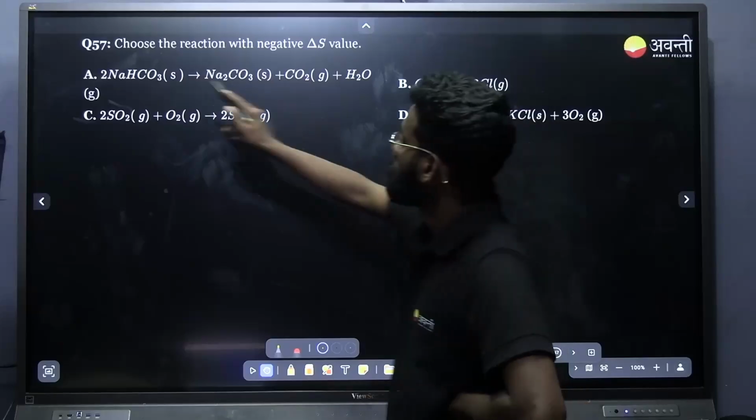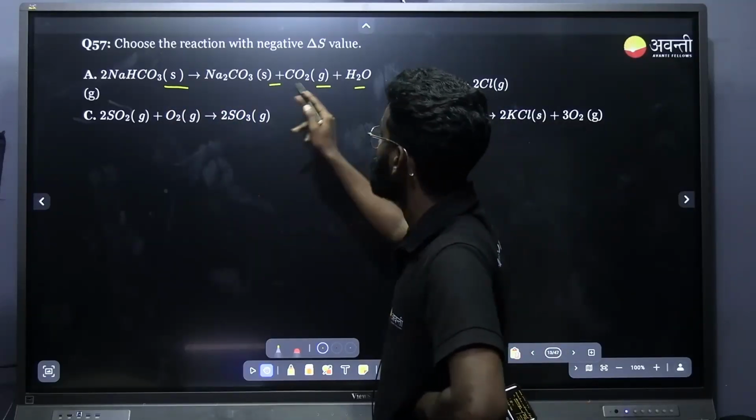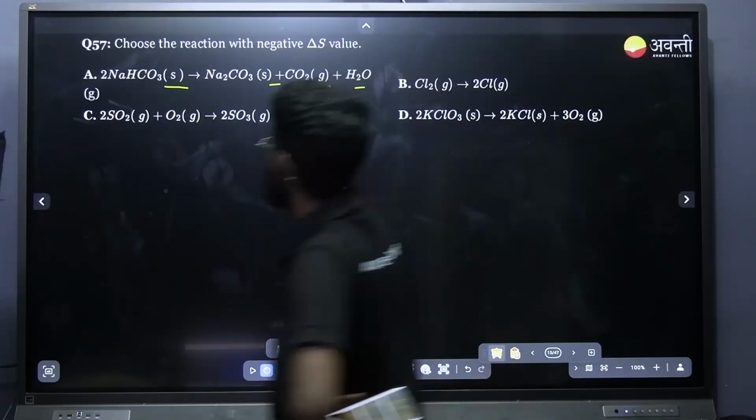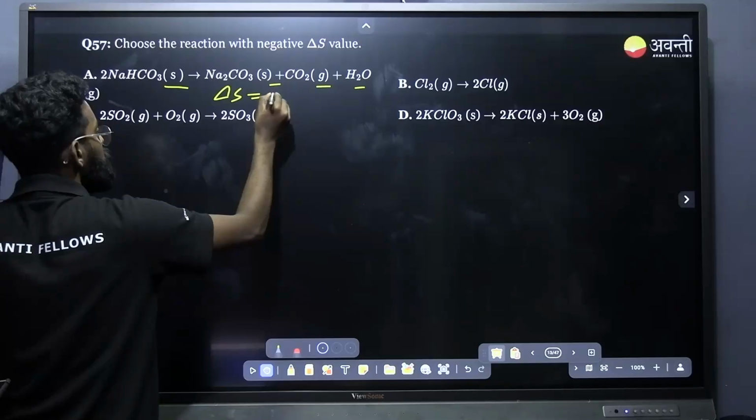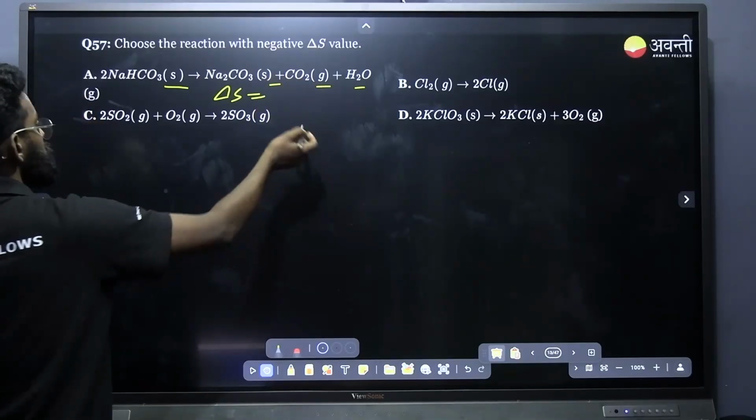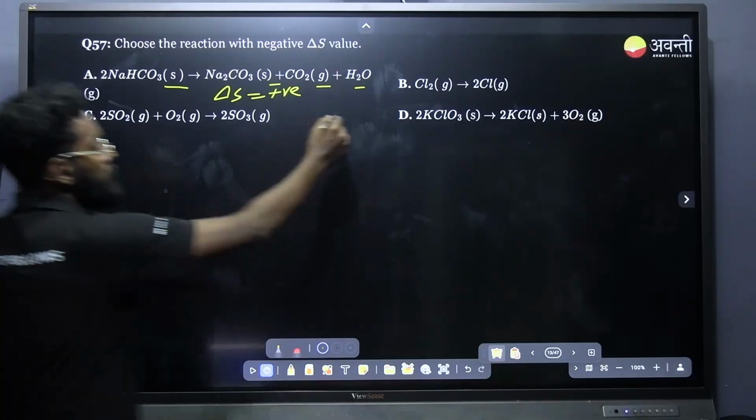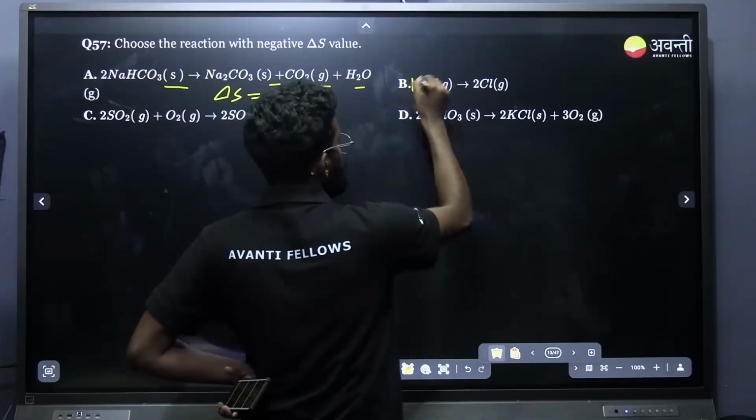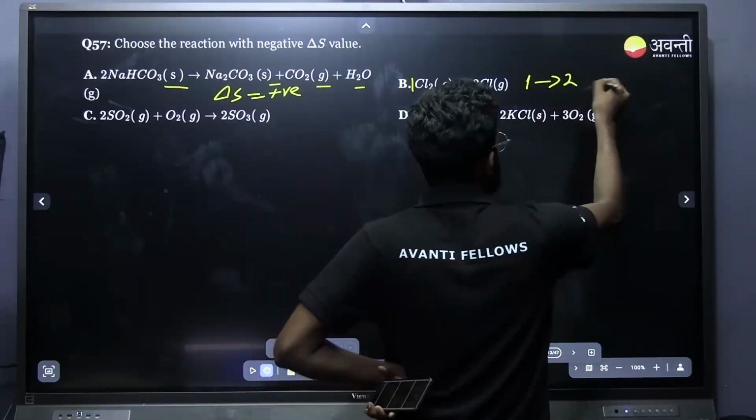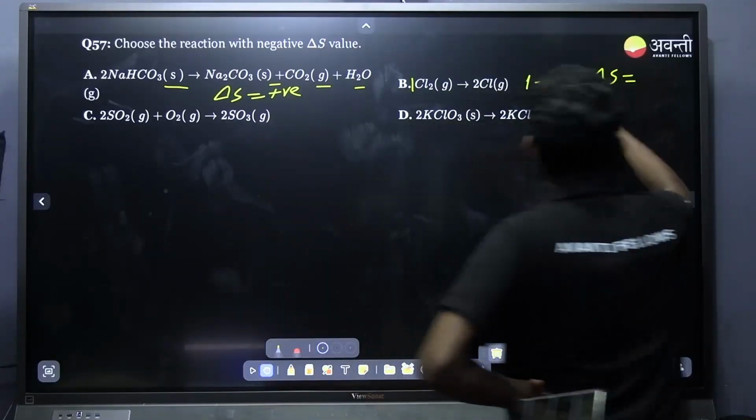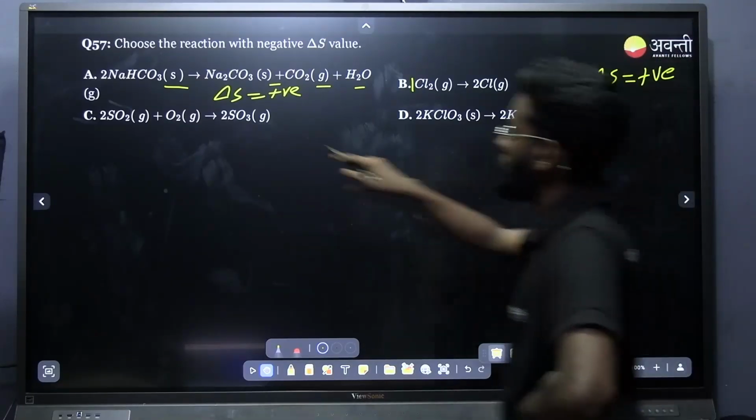Tell me the first option. NaHCO3, salt is converting into gas. If salt is converting into gas, what about the delta S? Positive or negative? Tell me, guys. It is positive only. What about option B? Here 1 mole of Cl2 is converting into 2 mole of Cl. 1 mole is converting into 2, which means randomness or movement is increasing. Delta S is positive.